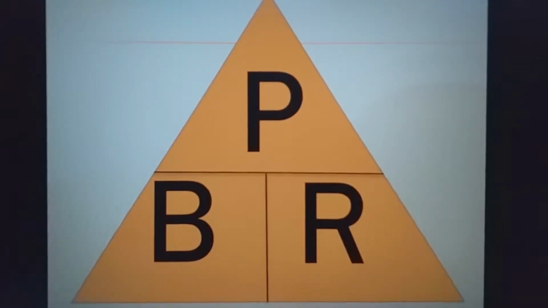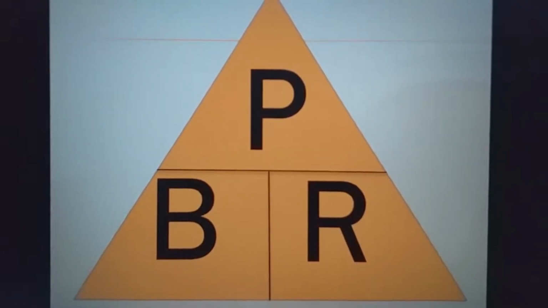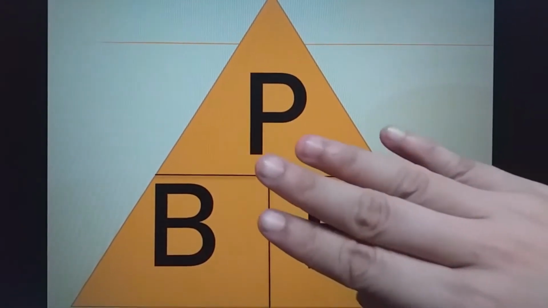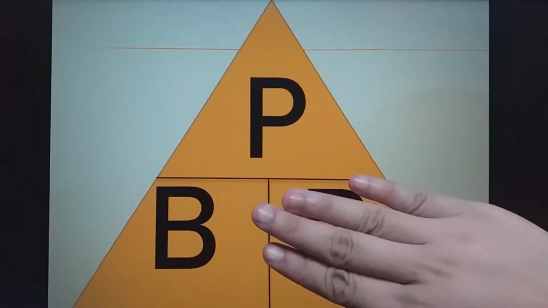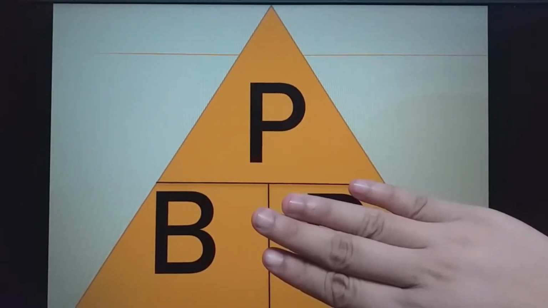Since we already defined the base, the rate, and the percentage, and we already know how to identify them in a given problem, I guess we are now ready to find the base, the rate, and the percentage in a given problem. So, we are going to use the triangle PBR. If you are looking for the rate, all you have to do is cover it like this. Then rate is equal to percentage over base, or percentage divided by base.